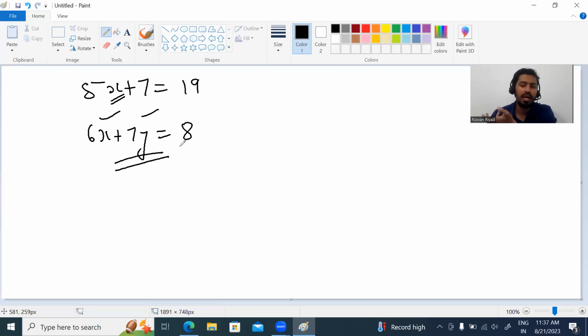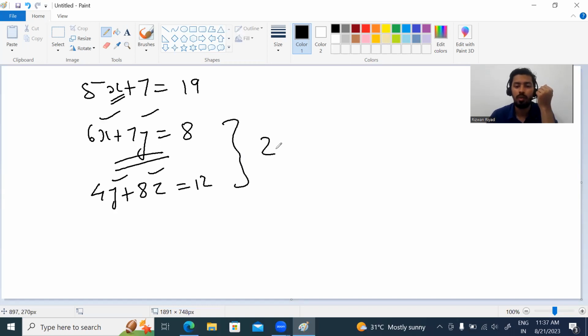Not necessarily x and y. You can take any other letters also; other variables are also possible. For example, y and z. You can take, for example, 4y plus 8z equal to 12. This is another example. y is a variable, z is also a variable. So in these two equations, how many variables do you see? Two variables.